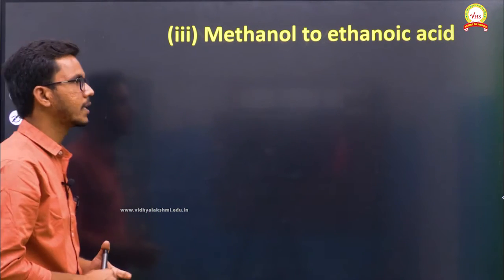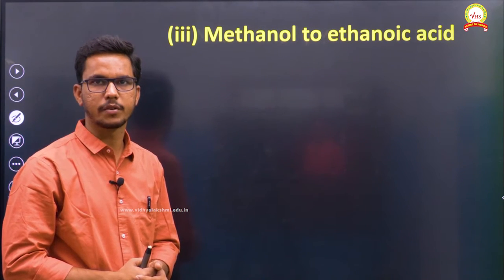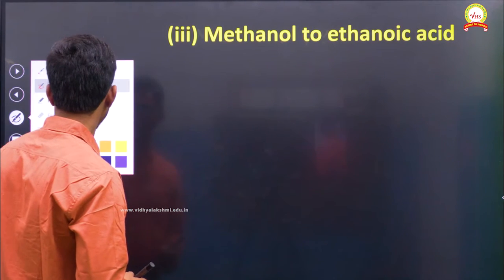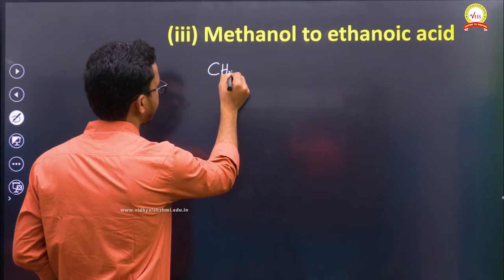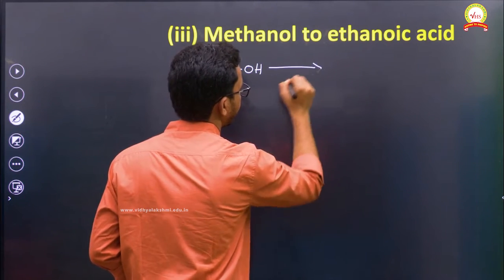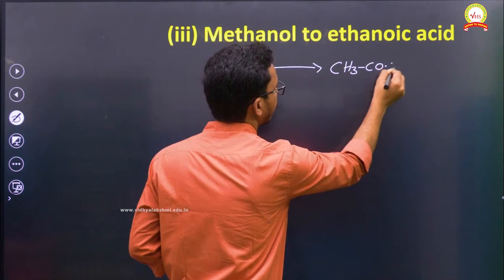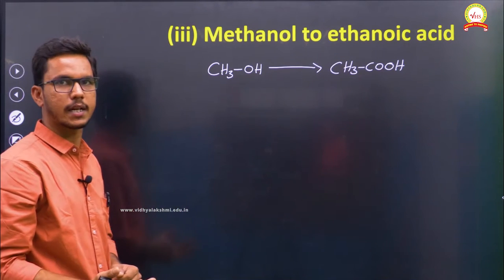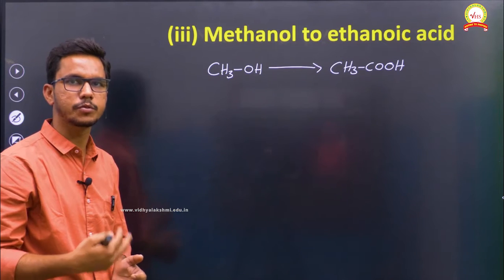Okay, we have methanol. This methanol should be converted into ethanoic acid. What is that? Let us see now. First, let us take methanol. What is the methanol formula? That is CH3OH. This methanol should be converted into ethanoic acid, that is CH3COOH. One carbon is extra, right? For this conversion, what kind of reagents do we have to use and what are the steps we have to follow?